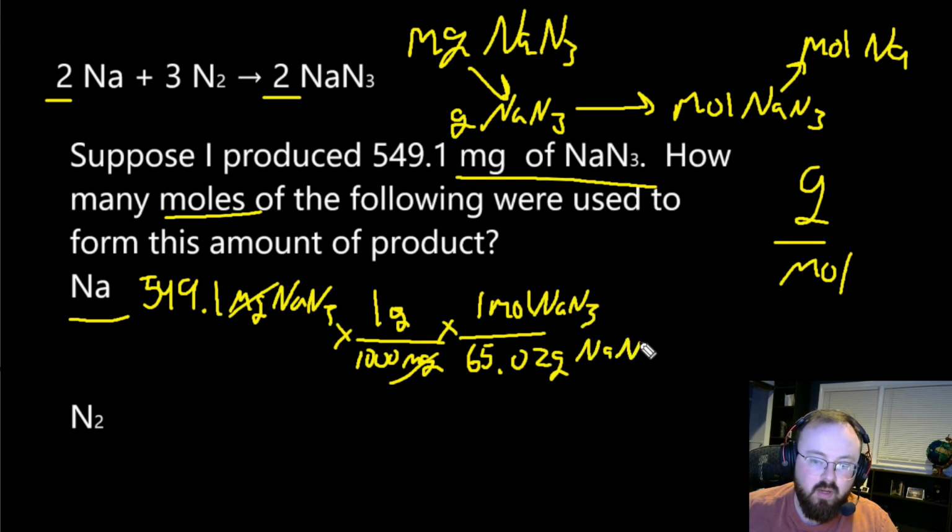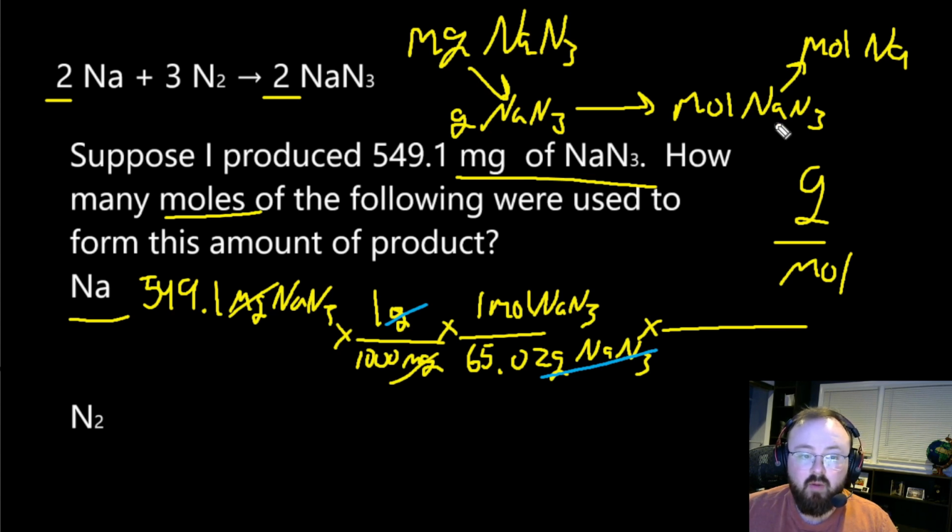And here's where I want to make sure that I am labeling my units. I know I didn't do it for the grams and milligrams, but I want to keep track of my units. So I'm going to change colors here to show us grams of NaN3, and we have the grams here. Now I'm in moles of NaN3, and I want to go from moles of NaN3 to moles of Na.